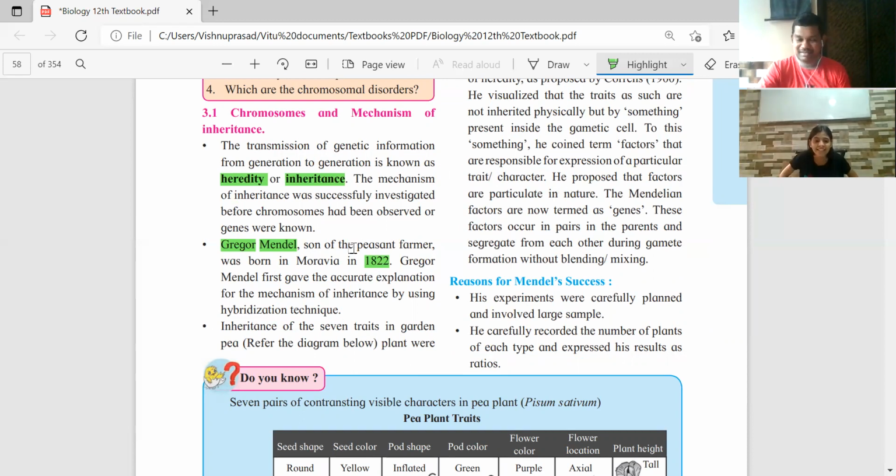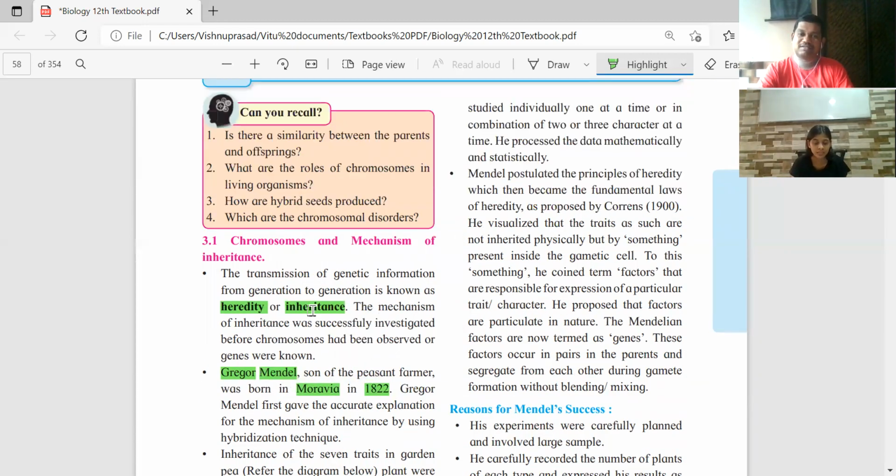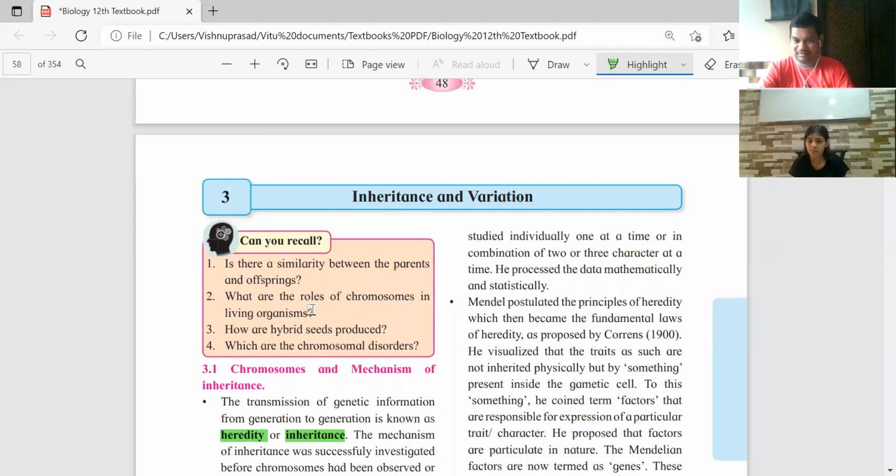He actually belonged to a farmer family, a peasant farmer, and he was born in Moravia, a place in Austria. He was not a scientist. He was what you can say, a monk, working in a monastery.